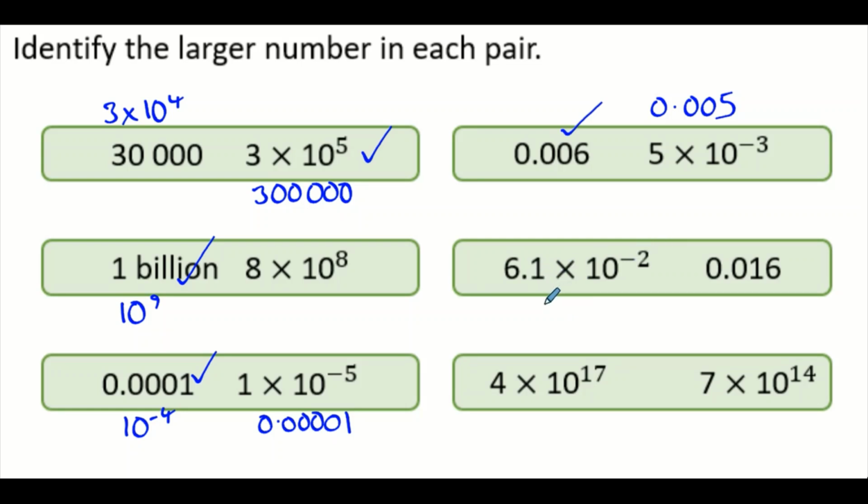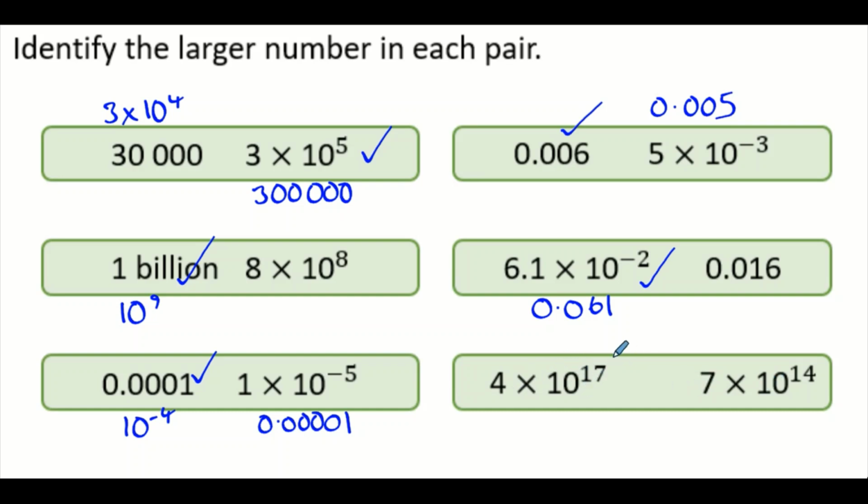Here's another sort of similar one. We have got 0.061 and the 6 and the 1 are in the same column, so 6 is bigger than 1. That means this is our bigger number.